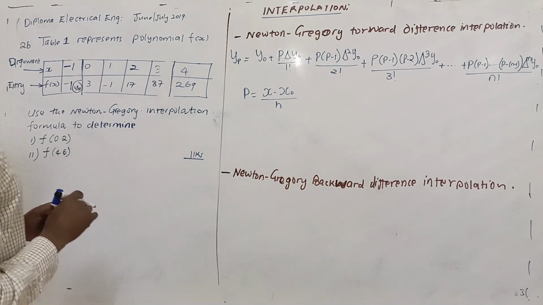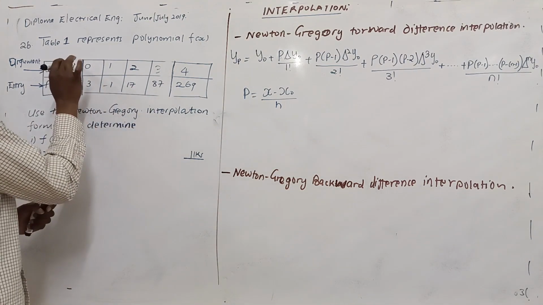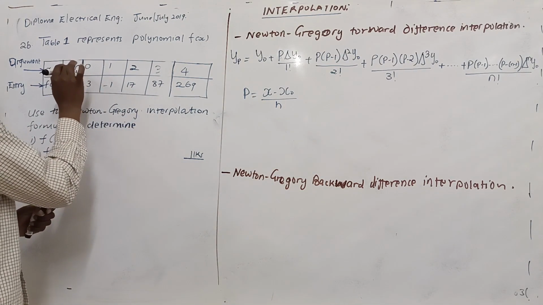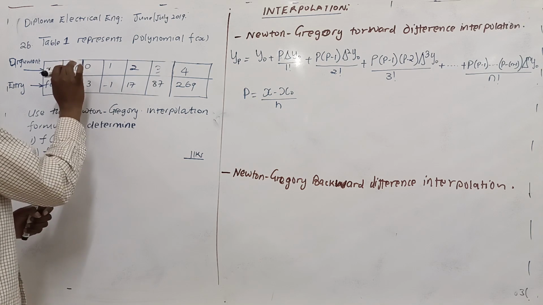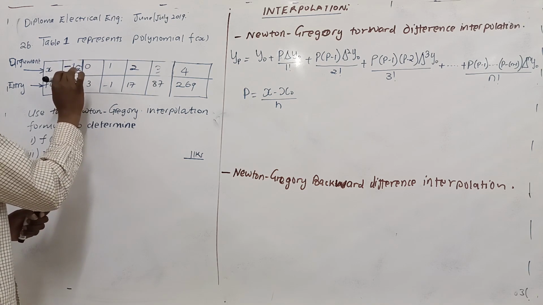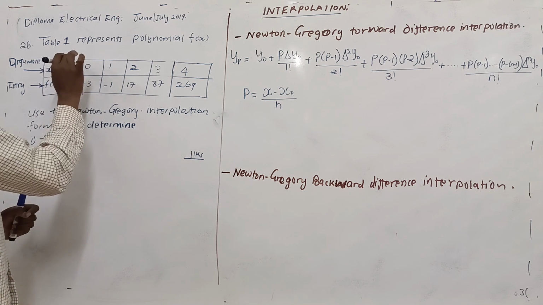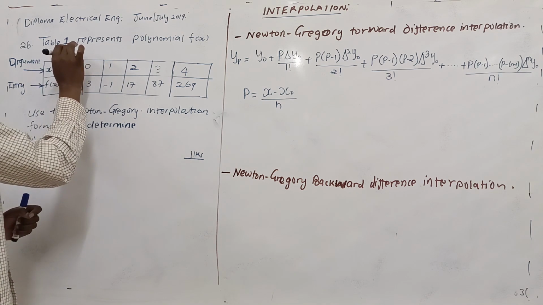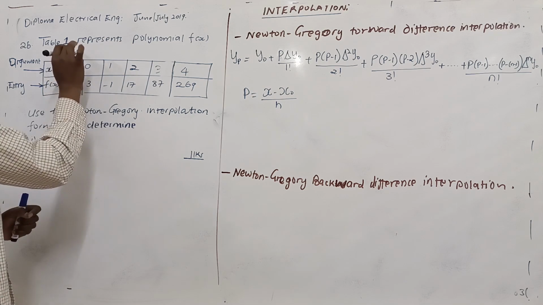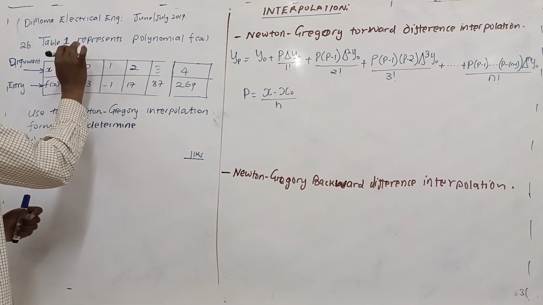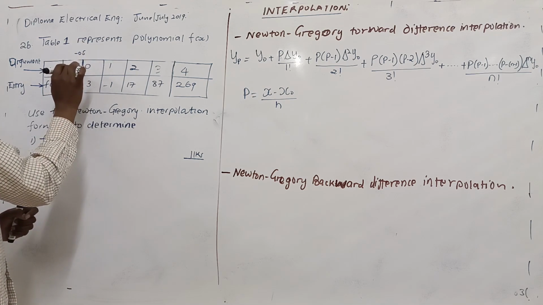What is P? What is X? X is the value of the argument whose entry you are supposed to find. For example, if the question is you are supposed to find the value of Y for X equal to negative 0.5, then negative 0.5 is your X.